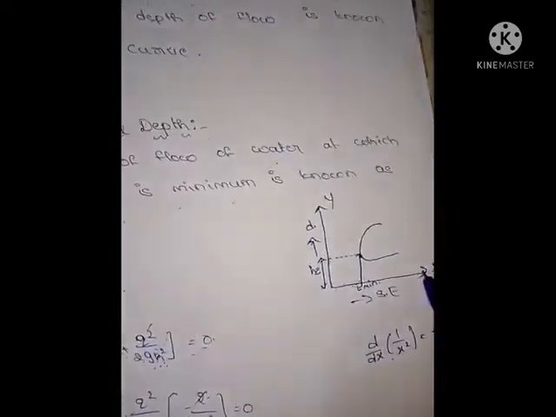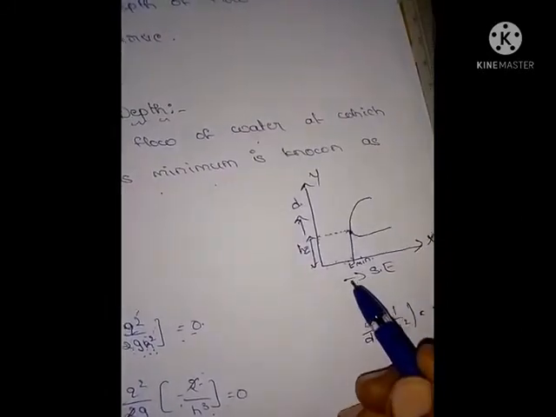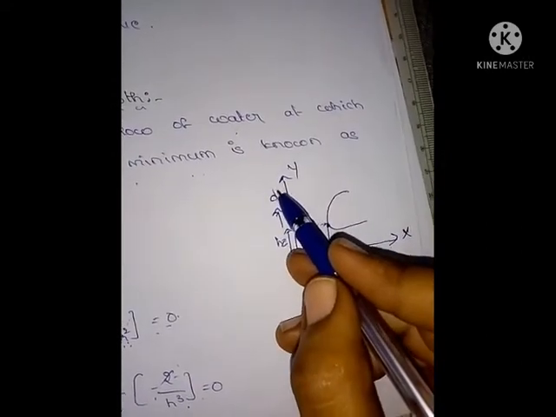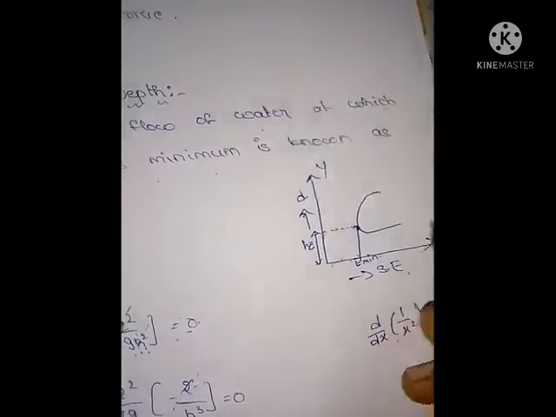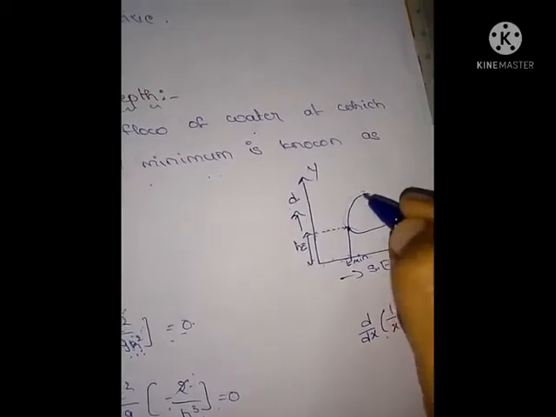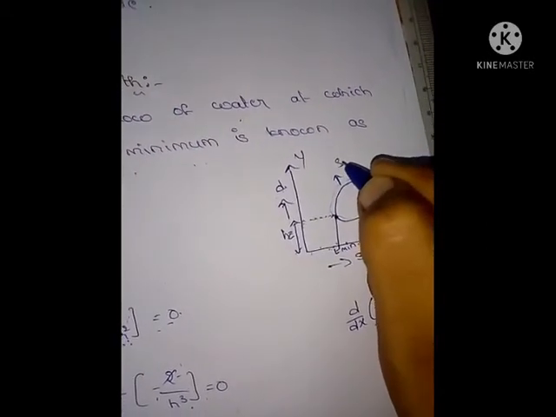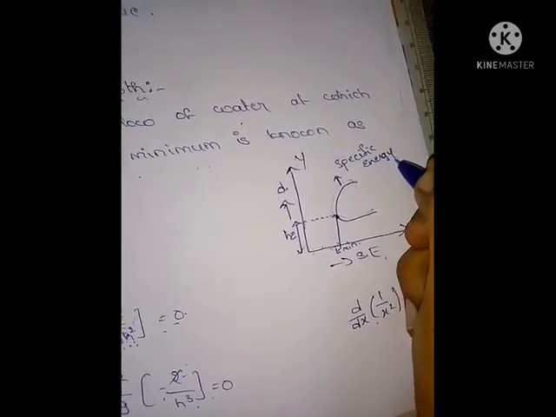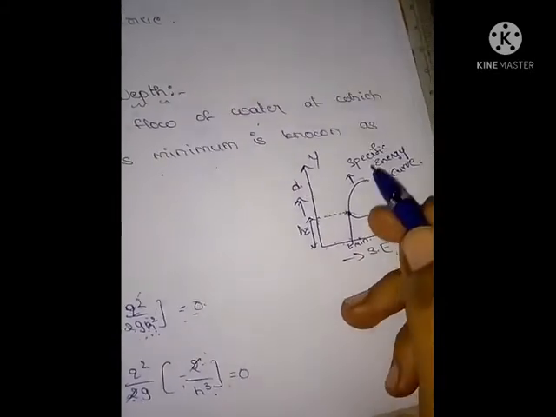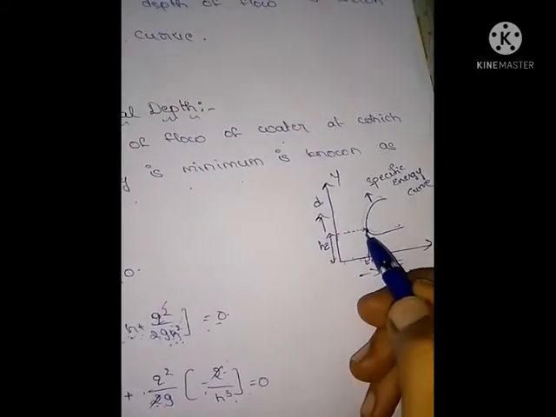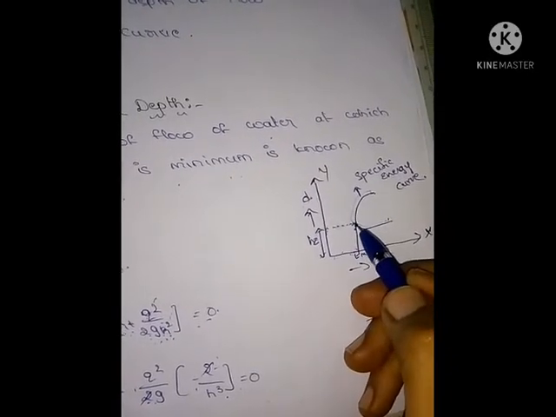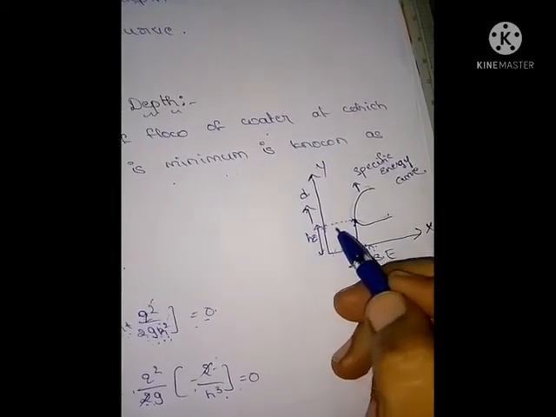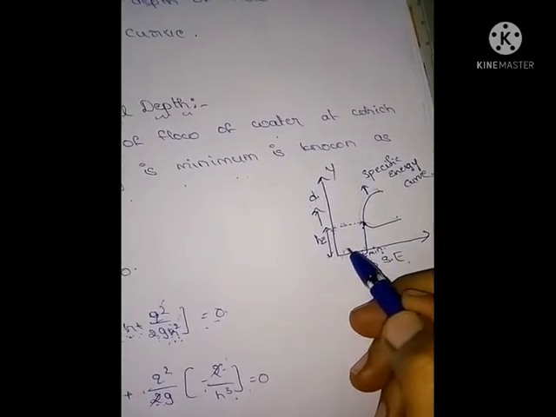If you check the graph, this is the x-axis and this is the y-axis. In the x-axis I took specific energy and in the y-axis we take depth. Okay, this is the specific energy curve, and here the specific energy will be minimum, denoted as E minimum. Corresponding to this, the depth is known as critical depth.